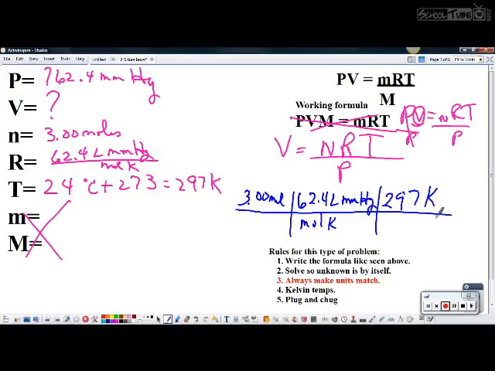And my pressure needs to go on the bottom, and it just needs to go in an open spot. Doesn't matter whether I put it in the first open spot or the last open spot, it's in an open spot. So it's closer over here to where I'm standing, so I'm going to put it here. 762.4 millimeters Hg. Now, let's cancel our units. Mole, cancel. K, cancel. Millimeters Hg, cancel. What have I got left? A volume. Okay? Want to make sure your units cancel.